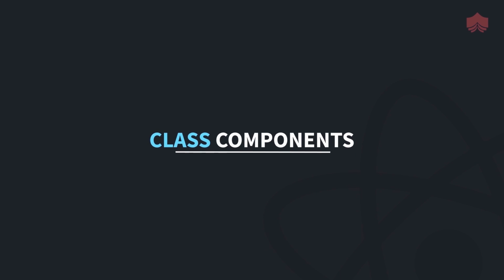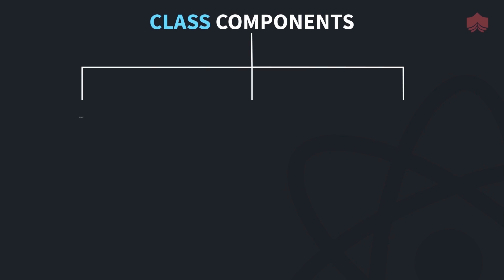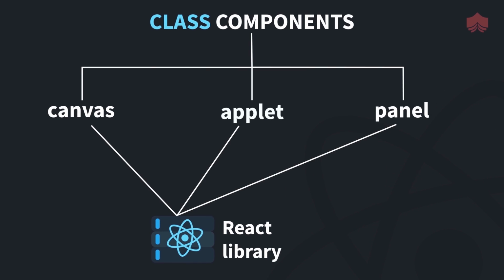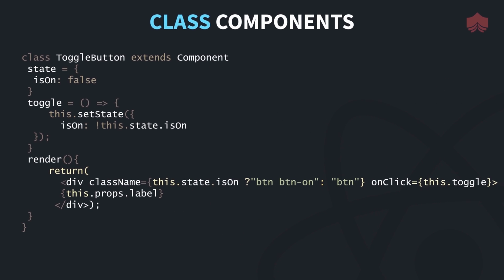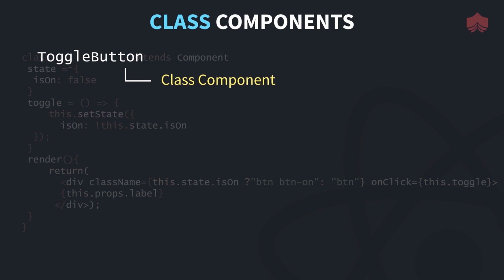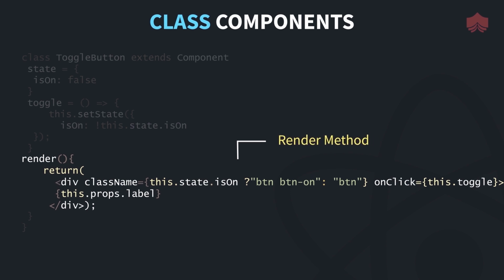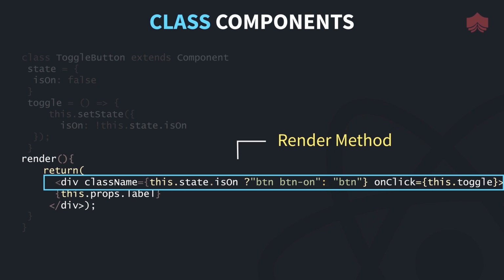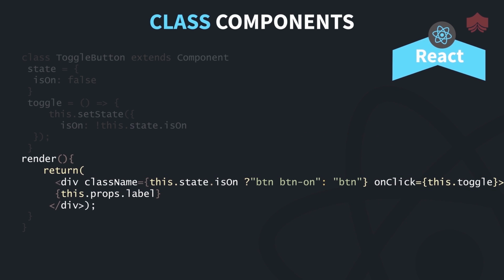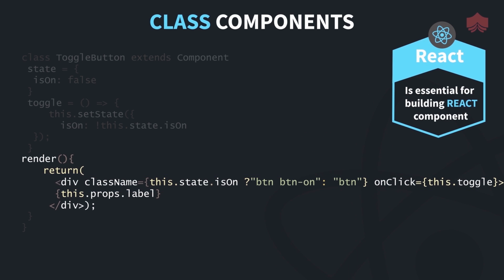The first type of component that we'll dive into are known as class components. Creating a class component involves subclassing the Component class from the React library. Here, you can see a class component named ToggleButton. The first thing I want you to focus on here is the render method. Simply put, the render method describes what the component should look like when it renders on the page. And for this reason, it is absolutely essential when building a React component.